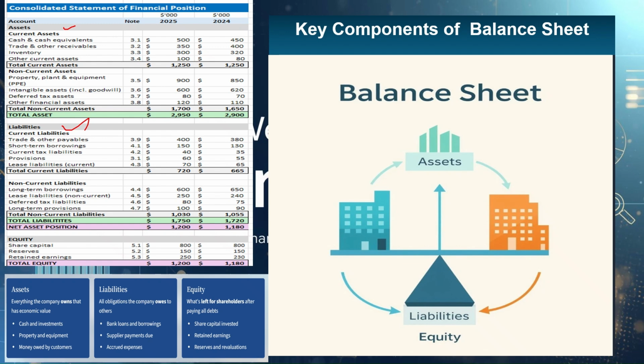Assets are everything the company owns that has economic value, like cash and investments, property and equipment, and accounts receivable. Liabilities are all obligations the company owes to others, including bank loans, suppliers' payments, and accrued expenses. Equity is what's left for shareholders after paying all debts. It includes capital, retained earnings, reserves, and revaluations.